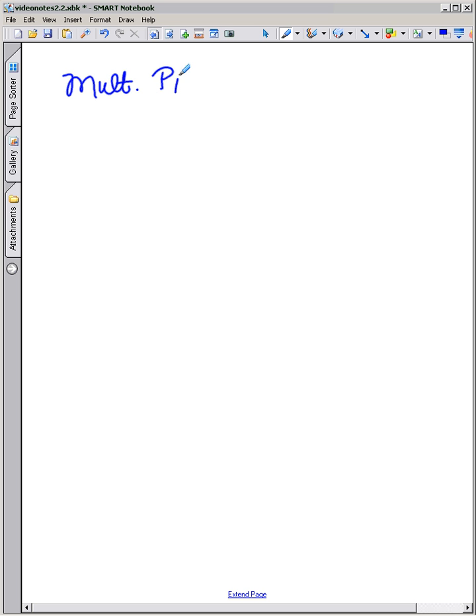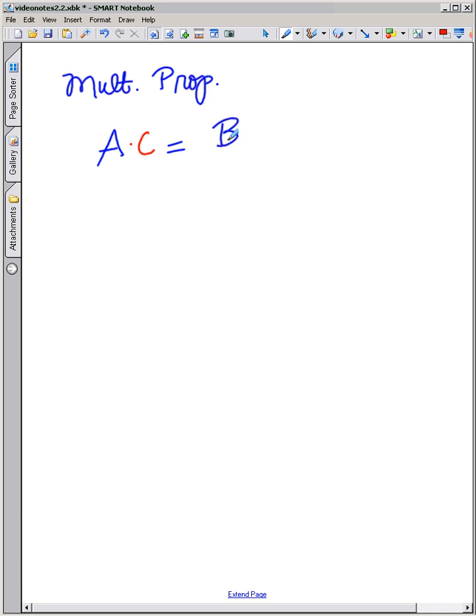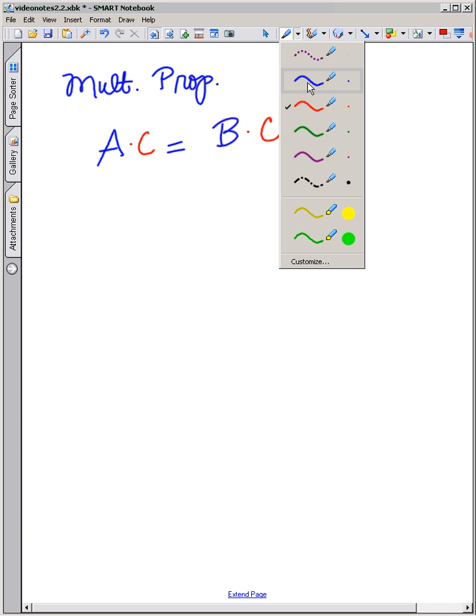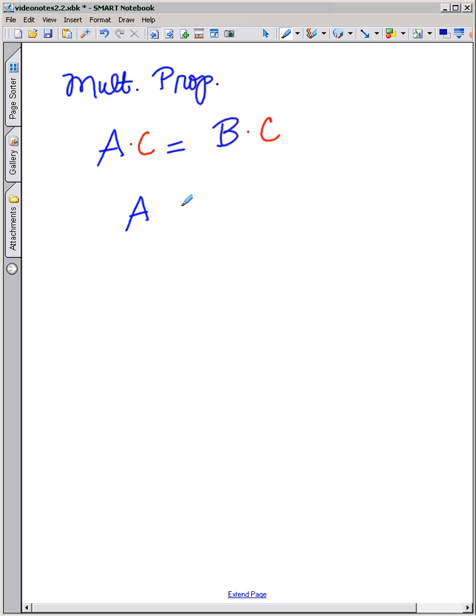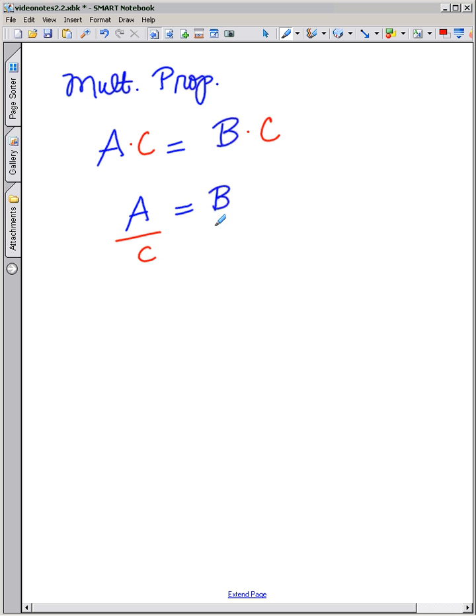Just like we talked about in section 2.1, where the addition property allowed us to add or subtract the same number from both sides of an equation, the multiplication property says that if we have two sides equal to each other, two expressions equal, we can multiply each side of the equation by some number, which is not 0, and get an equivalent equation. The other property that's related to this says that if we start with two expressions that are equal, we can divide both of those expressions by the same non-zero number and get an equivalent equation.